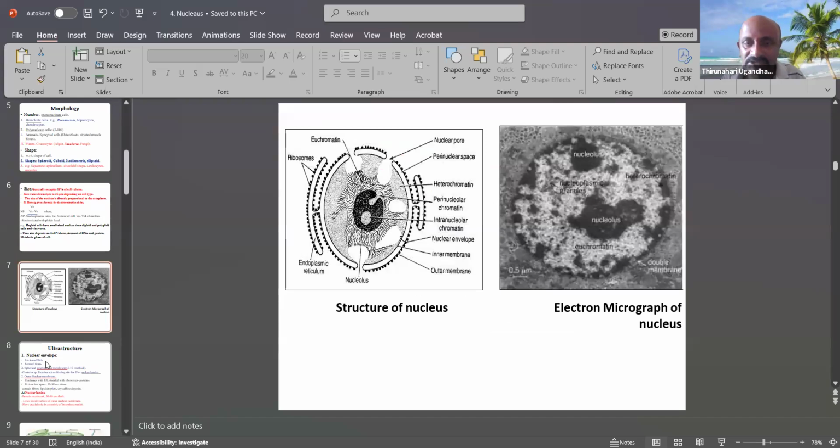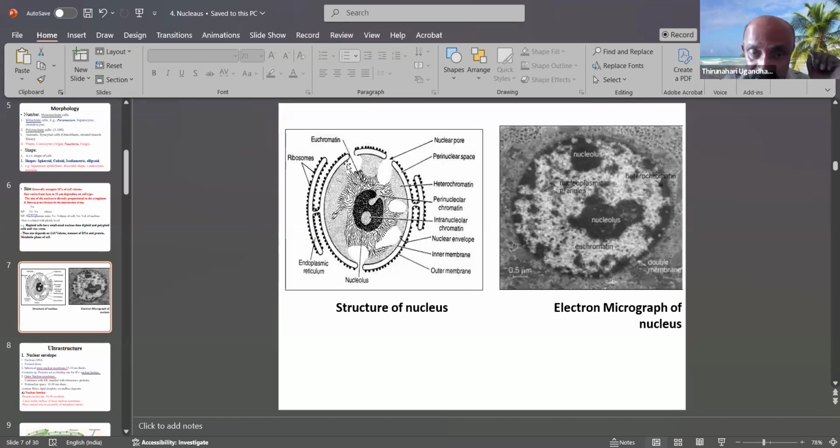Then there is also the structure of the nucleus, seen in an electron micrograph of the nucleus. The nucleus has 4 parts. The outer layer is the nuclear membrane. In this outer nuclear membrane there are distinct small holes, and these holes are called nucleopores. Inside the nucleopore is the nucleoplasm.